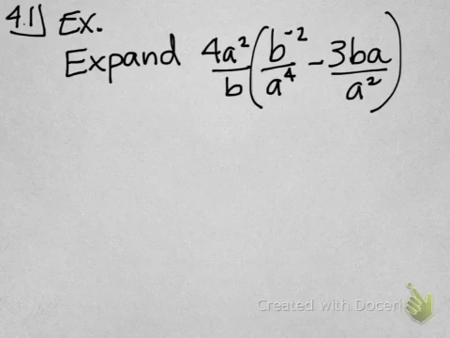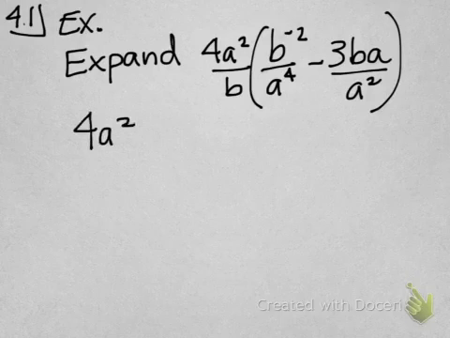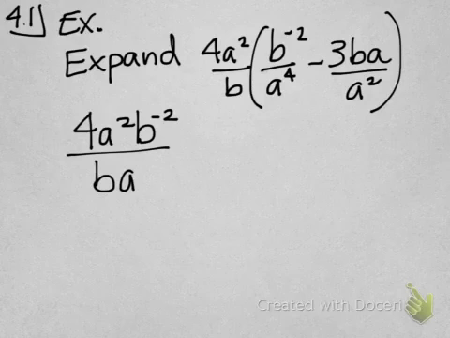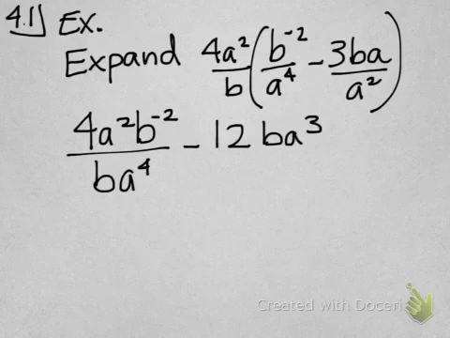Okay, so let's do an example using the distributive property. So we have 4a squared over b multiplied by the quantity that's inside the parentheses. So we end up with 4a squared times b to the negative 2 all over b times a to the 4th power, minus 12 times a cubed times b all over ba squared.